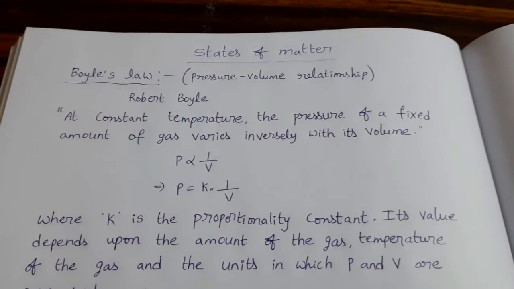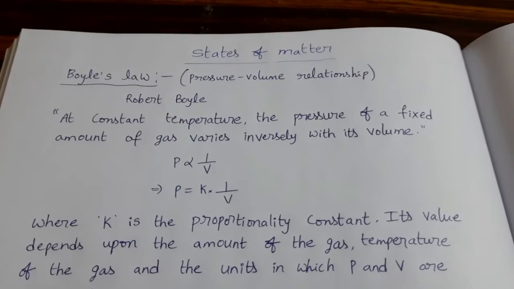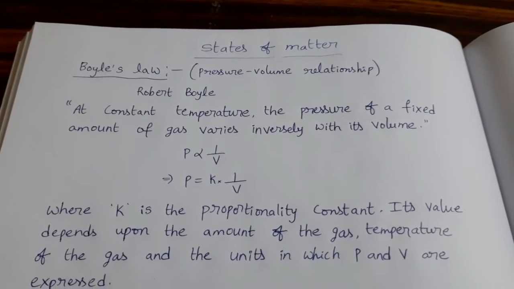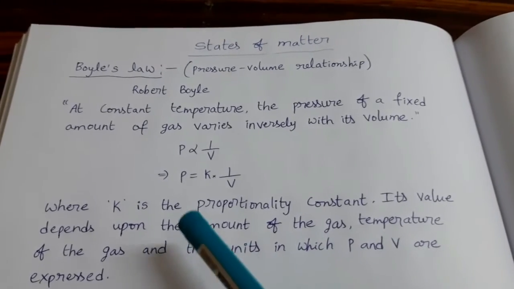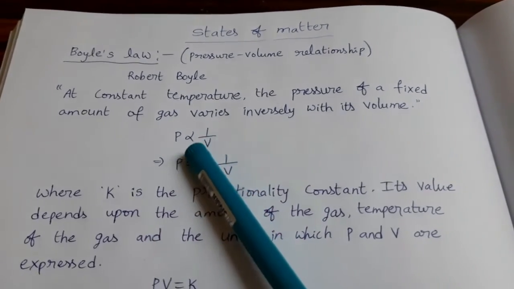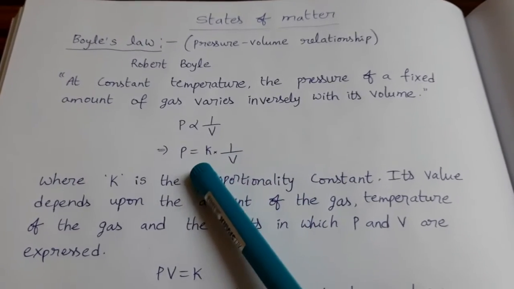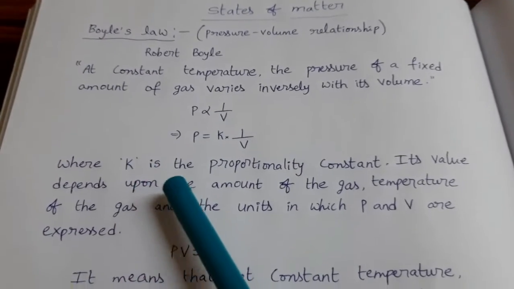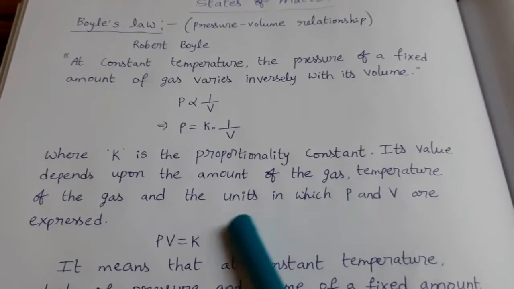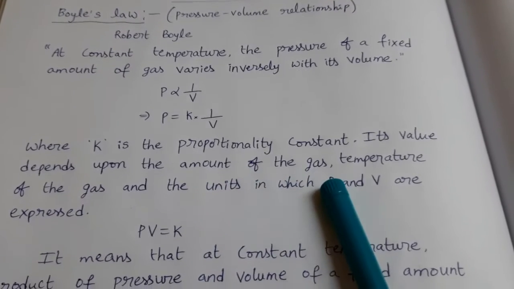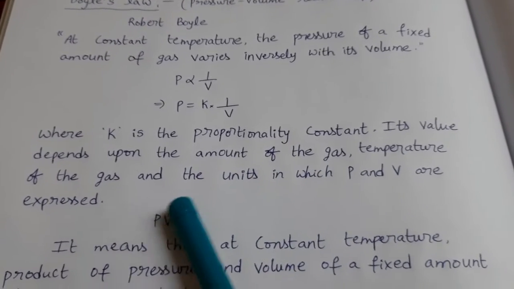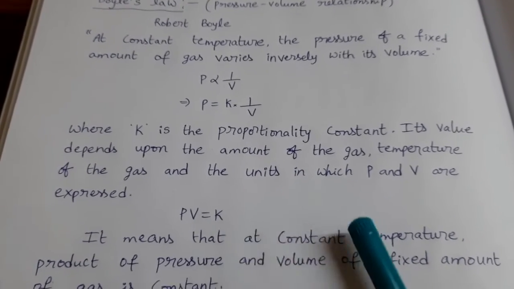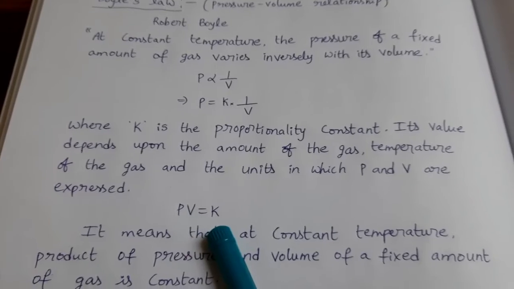That means at a fixed temperature, for a fixed mass of gas, pressure is inversely related to its volume. P is inversely proportional to 1 by V, and P equals K into 1 by V. Here K is the proportionality constant. Its value depends upon the amount of the gas, the temperature of the gas, and the units in which P and V are expressed. So PV equals constant.